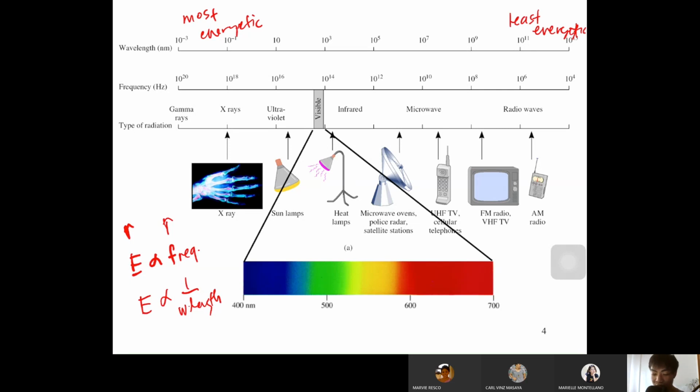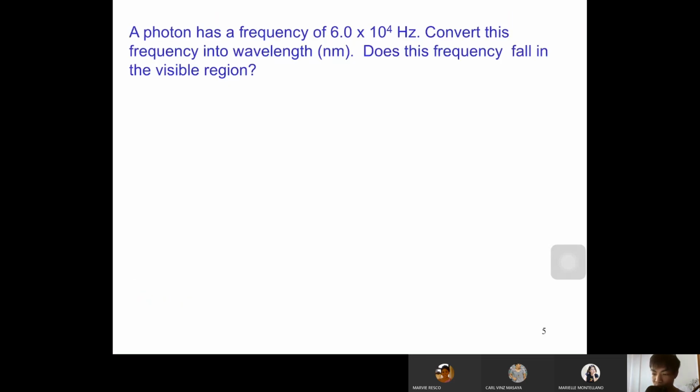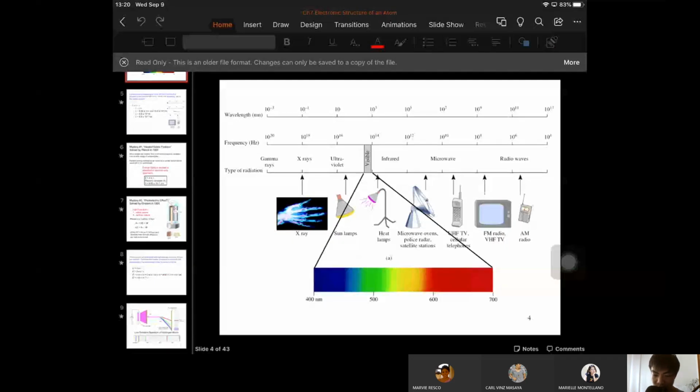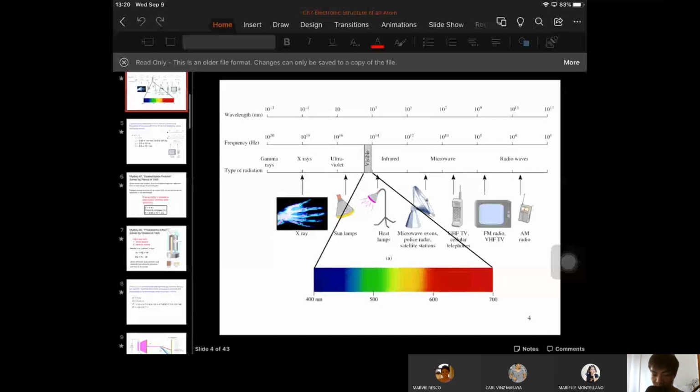Okay. So actually, we can combine this into one equation. What is that equation? E equals hν.